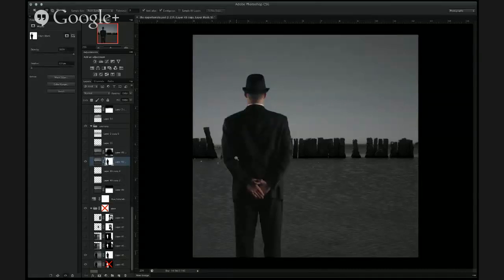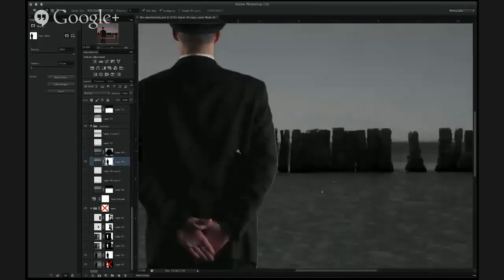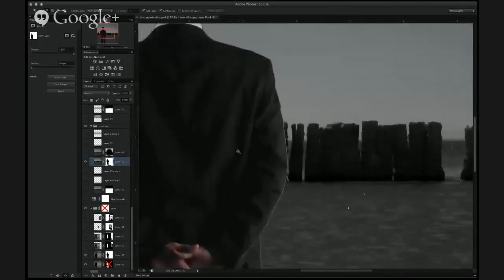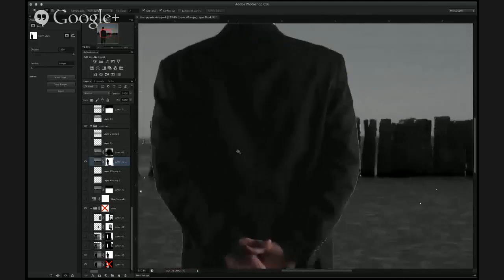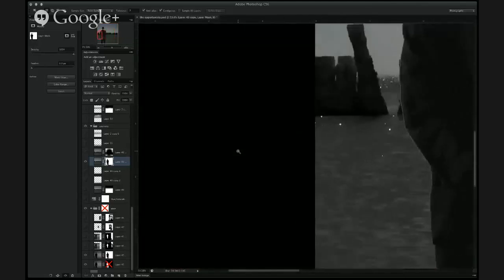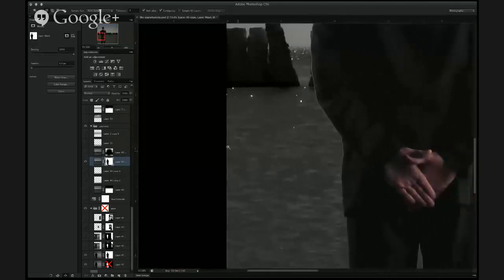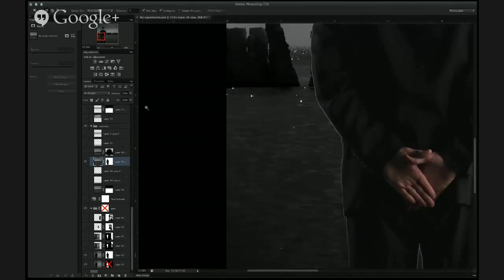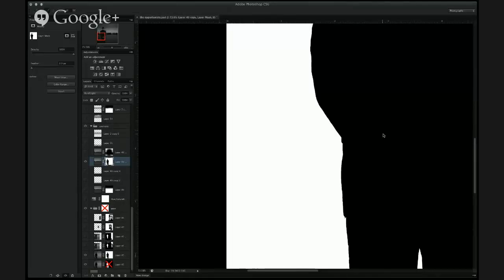Now, you can see these lines aren't perfect around his edge. There's plenty of ways of refining this mask, but one of the easiest ways of making it less noticeable is changing the blend mode of that ocean scene to something like hard light or overlay. And then you can refine the mask further by pushing all the edges inward, and smoothing it out.